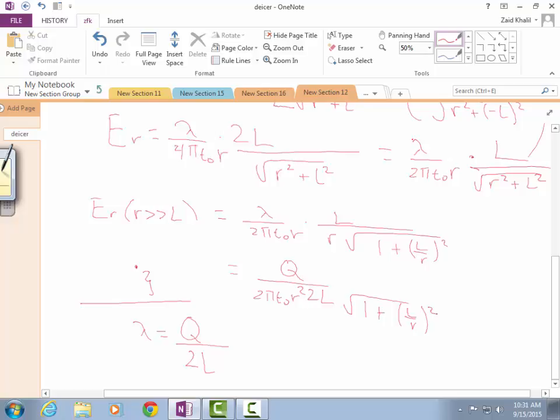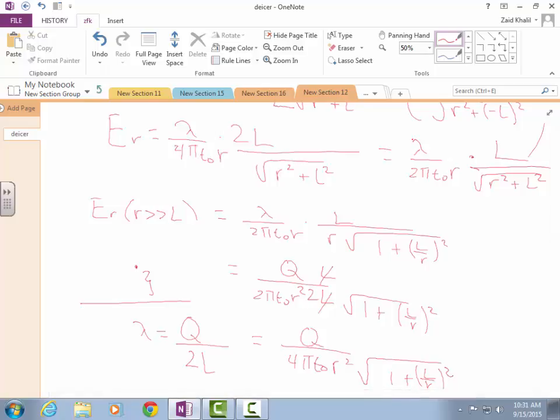Notice what happens. The L's cancel. And so what are we left with? This is equal to Q over 4 pi epsilon 0 little r squared times the square root of 1 plus L over R squared. And what does L over R approach? It's close to 0. So is this correct? Nice.